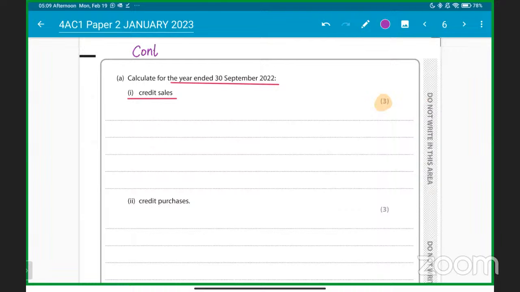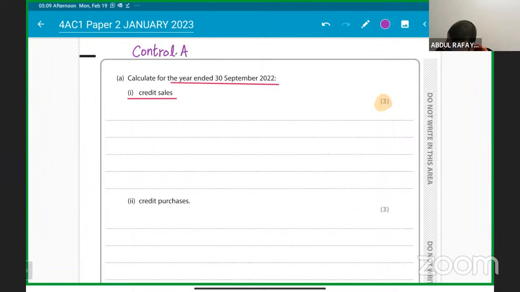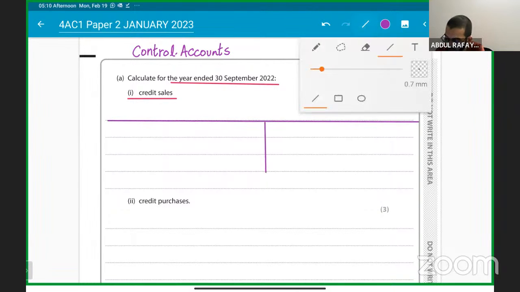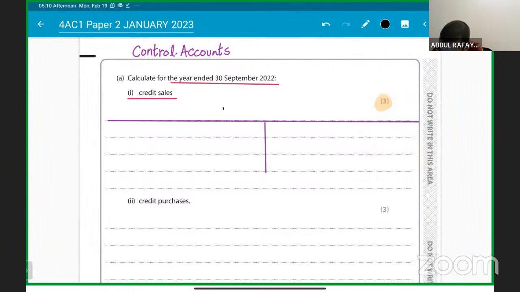Okay, so we have to make control accounts here to get the credit sales and the credit purchases for 6 marks, 3 and 3 respectively. So here we go. How can you calculate the credit sales? Follow carefully, but just by doing this, that is making a T account. Getting it clear? So you have to write down that we are making a sales ledger control account.